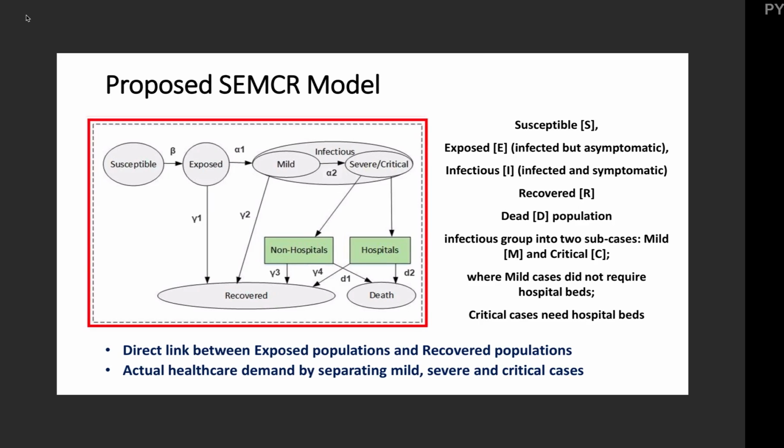Our proposed model was built on a traditional SEIR model, accounting for the dynamic susceptible, exposed, infected, recovered and deaths population states. For estimating healthcare needs, we also categorize the infections group into two subcases, mild and critical cases. Mild cases don't require hospital beds, but the critical cases need hospital beds, but possibly can't get them due to shortage of health resources.